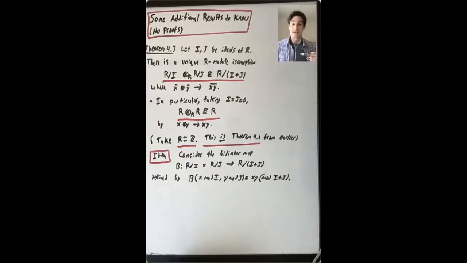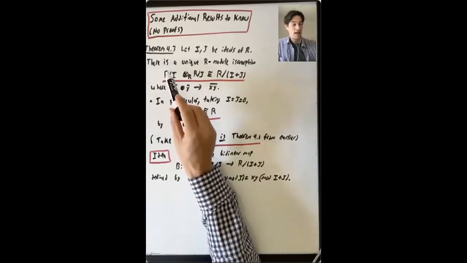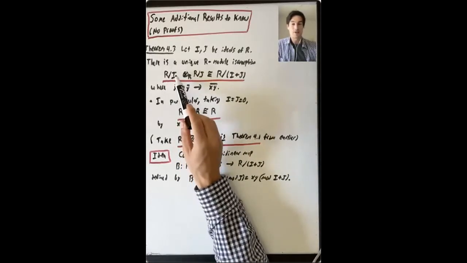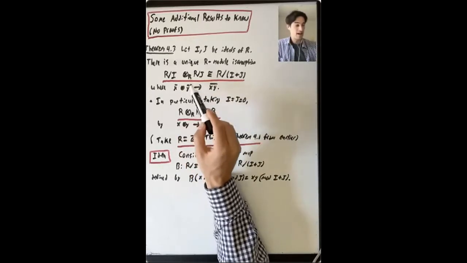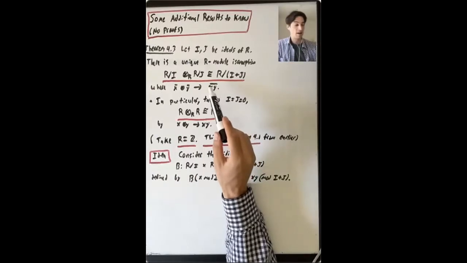And where does this isomorphism come from? You have elements x and y in your ring. You take the images under the natural projection maps to R mod I and R mod J, and the image of x tensor the image of y goes to the image of the product, x times y.